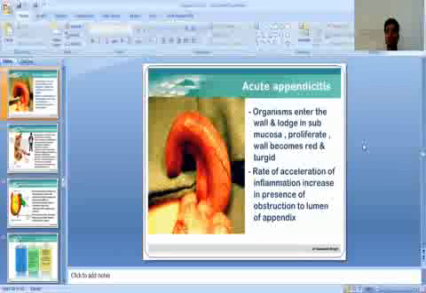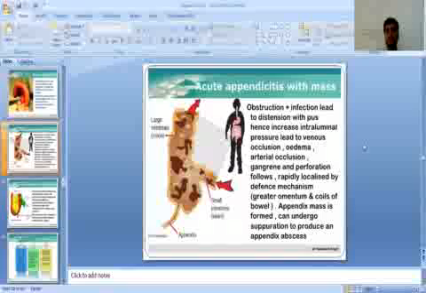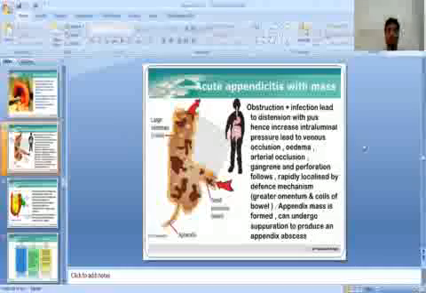Organisms enter the wall and lodge in the submucosa, proliferate, and the wall becomes red and turgid. The rate of escalation of inflammation increases in the presence of obstruction of the lumen of the appendix. Acute appendicitis with mass: obstruction plus infection leads to distension with pus, hence increased intraluminal pressure leads to venous occlusion, edema, arterial occlusion, gangrene and perforation, which follows rapidly, localized by defense mechanisms. The greater omentum forms a mass and can undergo suppuration to produce an appendix abscess. Here you can see appendix with abscess.